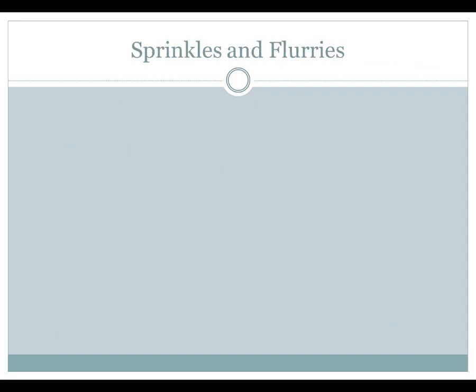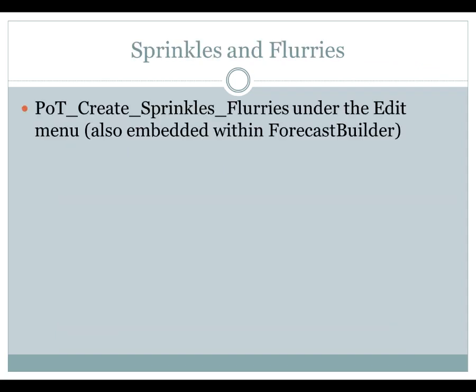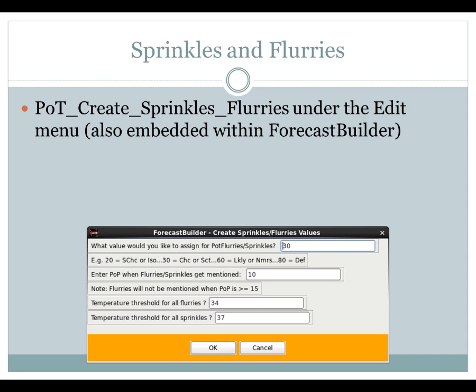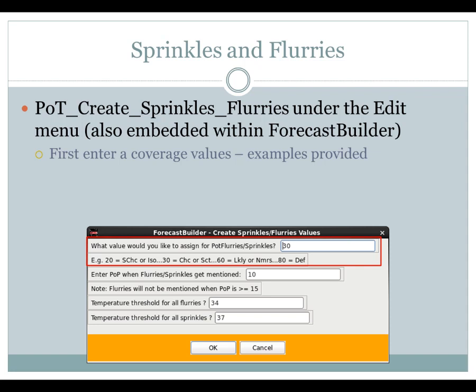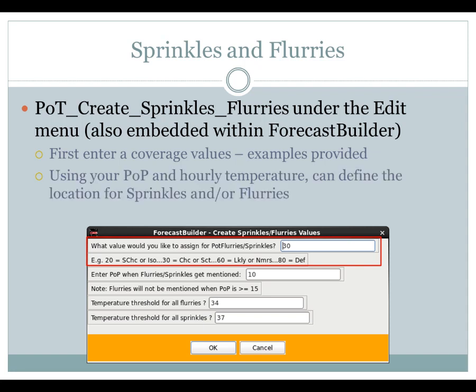Now into sprinkles and flurries. There's a procedure underneath the edit menu called pot create sprinkles flurries. Again, this is embedded within Forecast Builder. Very simple GUI here. First, enter a coverage value right there, and there's some examples provided. So if I just want a chance of flurries, just put a 30 value in.